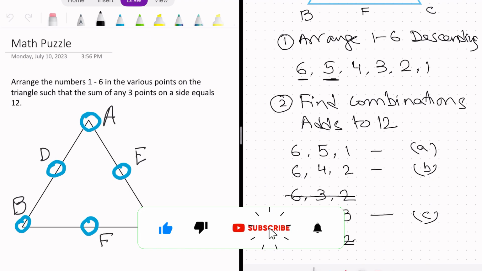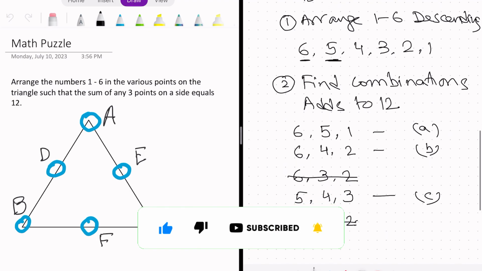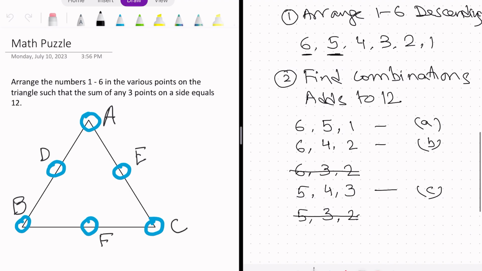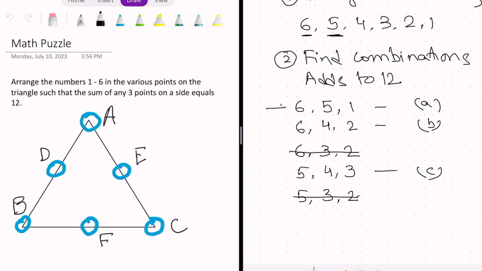Let's look at 4 and below, because we have already considered numbers greater than 4. Now, if we look at the 3 highest numbers ending in 4, we have 4, 3, and 2. They all add up to 9. So there will not be any other combination of 3 numbers from 4 or below. Right? So the 3 combinations that we have are 6, 5, and 1, 6, 4, and 2, and 5, 4, and 3.